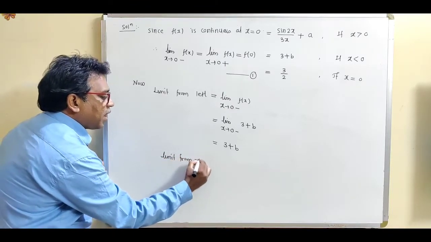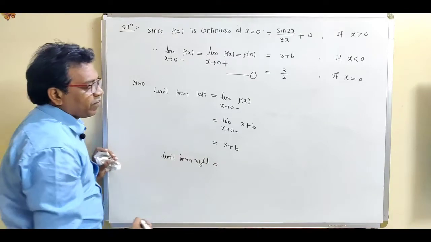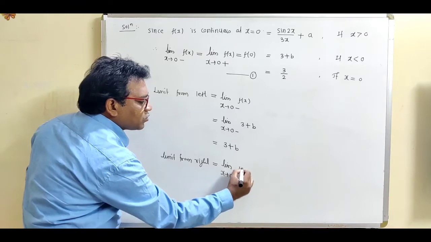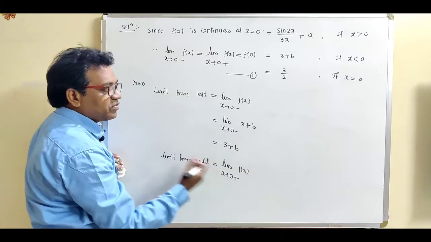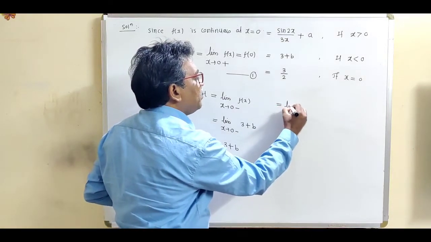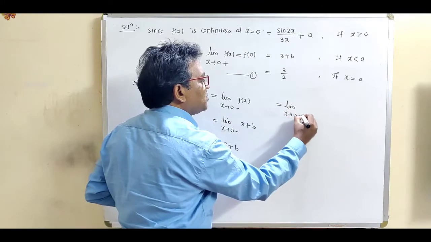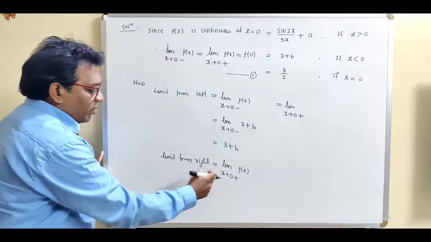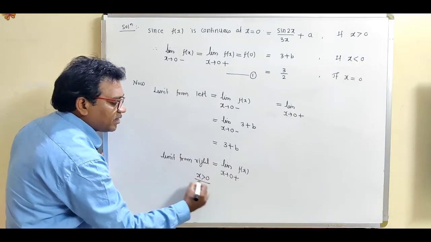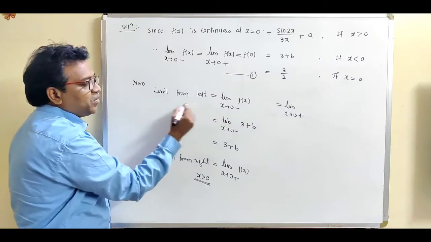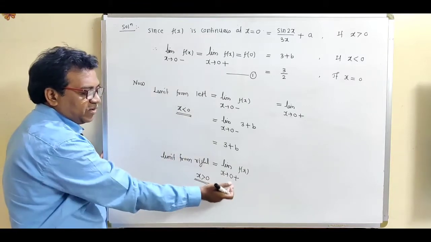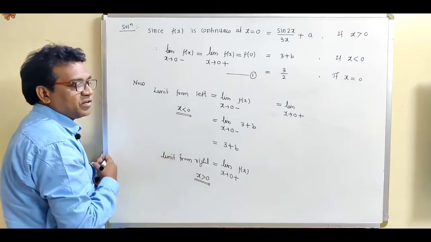Limit from right, this is equal to, now this is the symbolical notation, limit x tends to 0 plus of f(x). That is the symbolical notation for limit from right. So this is equal to limit x tending to 0 plus. Now for right hand limit, x tending to 0 plus means x is greater than 0. X tending to 0 minus means x is less than 0, and x tending to 0 plus means x is greater than 0.